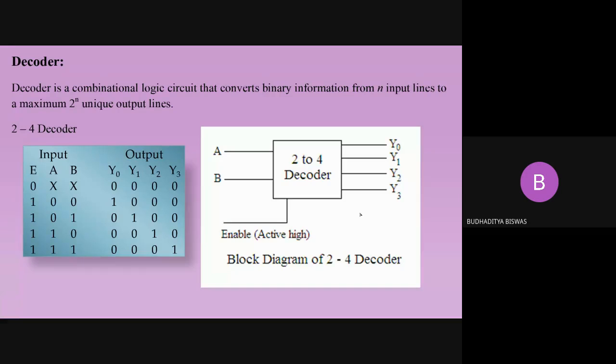And output doesn't depend upon the previous. So once the power is gone, it deletes all the memory. Basically, the decoder doesn't have any memory inside it. So that means the output of the decoder totally depends upon the present input. That's why it is called a combinational logic circuit.